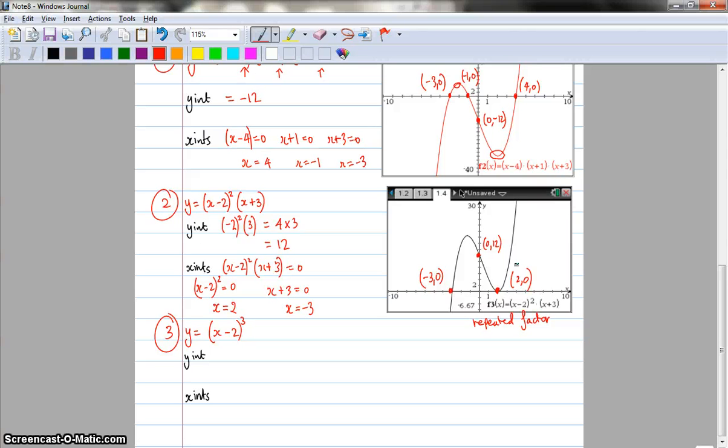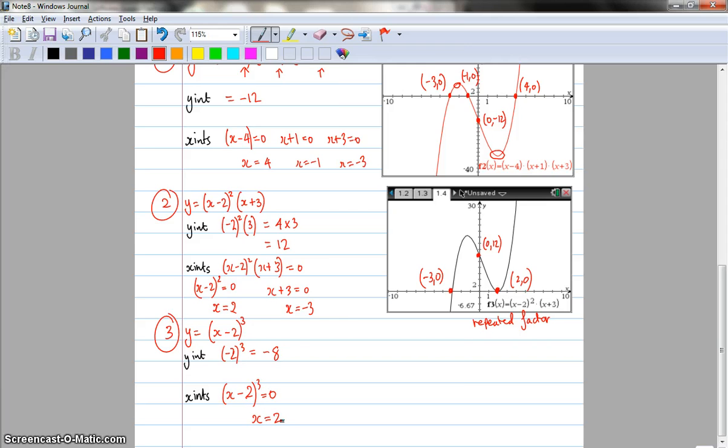Let's have a look at the last example. You can probably see where this is all going. Again, I'll do my y-intercept, and that will be negative 2 cubed, which is negative 8. My x-intercepts are actually even simpler in this case. x minus 2 cubed equals 0. If I get the cube root of 0, it's still going to be 0. So that means that x will actually equal 2. So I actually only have one intercept.